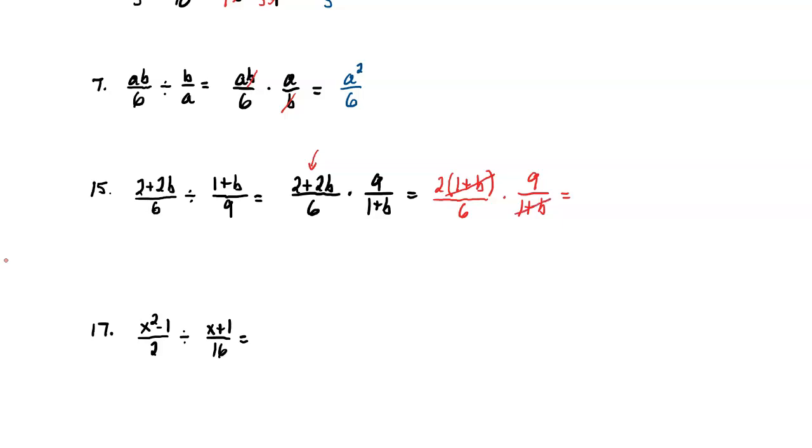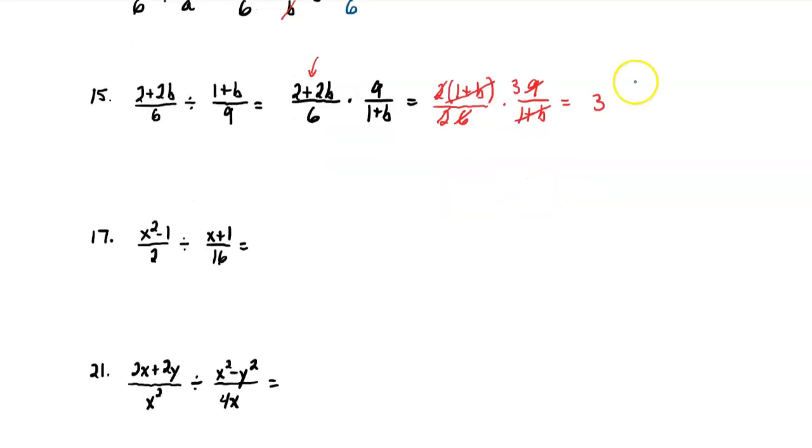9 and 6 are both divisible by 3. 9 divided by 3 makes 3. 6 divided by 3 makes 2. Now I observe there's a 2 in the top and a 2 in the bottom. They cancel each other away. The final result is the number 3.